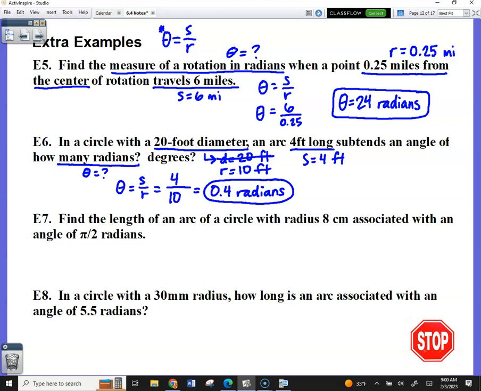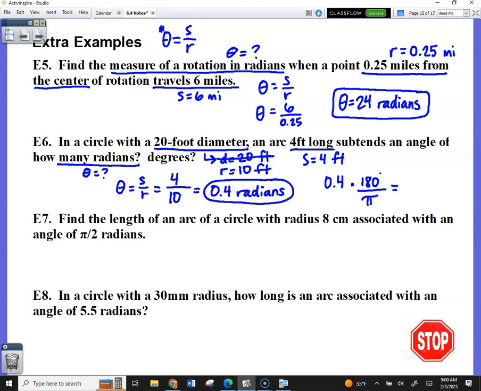How do you convert between radians and degrees? Which one did I tell you needs to be on top? The one you want, the goal, right? If I want it in degrees, I need the, what on top? The 180 on top. Okay, so I need 0.4 radians to be in degrees.